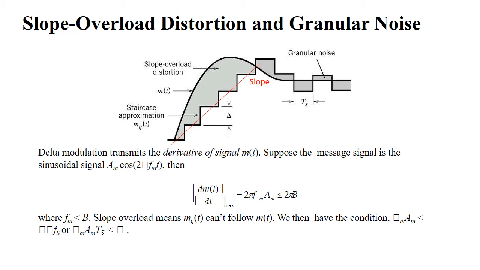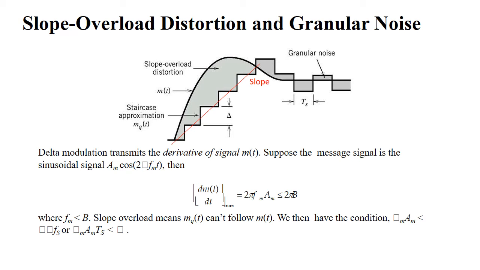Next one is slope overload distortion and granular noise. The slope overload distortion arises because of the largest dynamic range of the input signal. The rate of rise of the input signal x(t) is so high that the staircase signal cannot approximate it. So the step size delta becomes too small for the staircase signal to follow the steep segment of x(t). So this error is called the slope overload distortion.